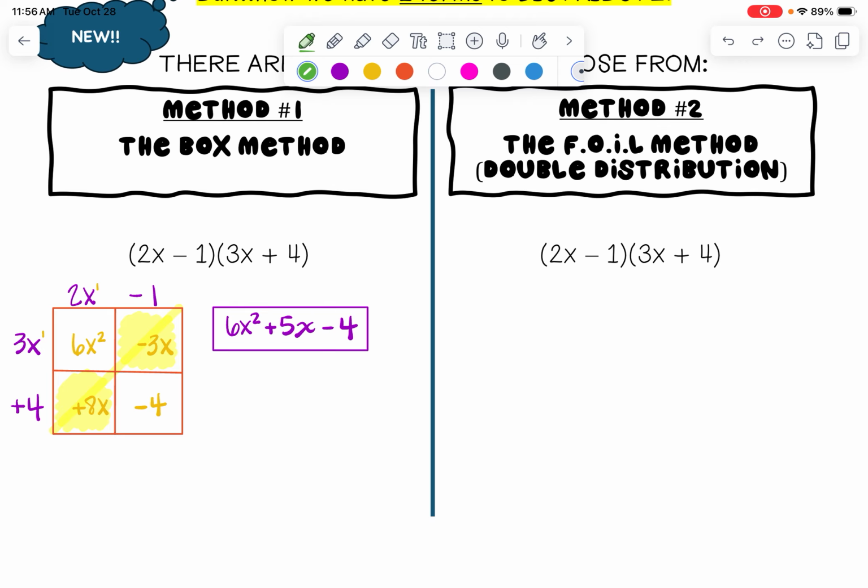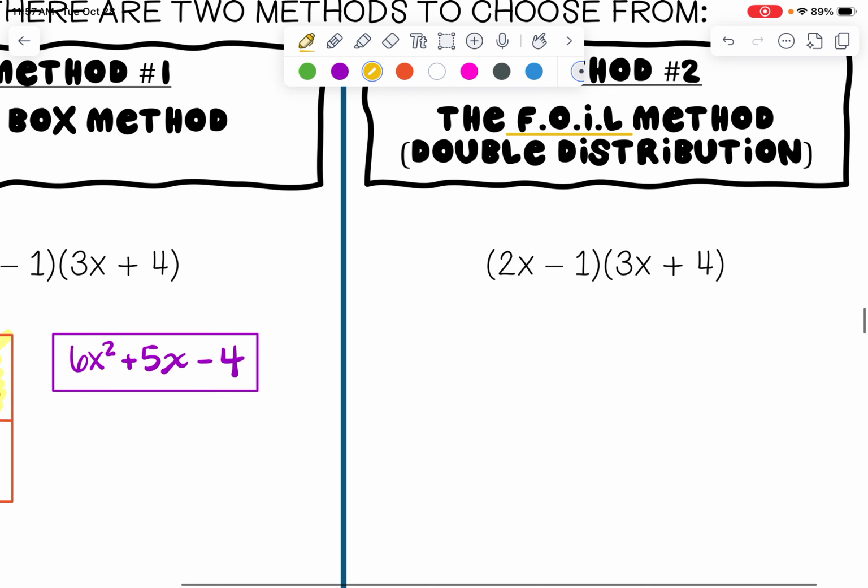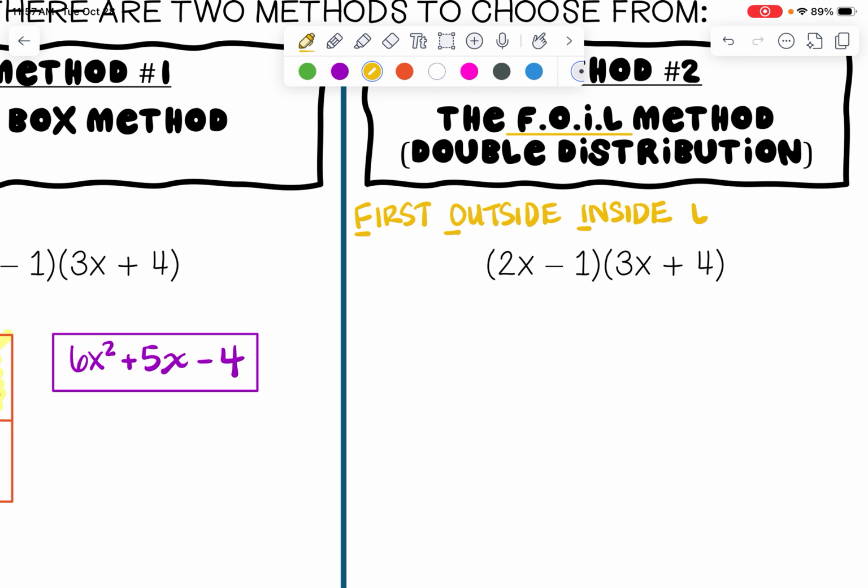Okay, so method number 2 is called the FOIL method or double distribution. I'd rather just call it double distribution, but I'm going to go ahead and teach you FOIL because it's something that'll probably pop up and somebody might say out loud and you'll be like, I don't know what that means. So FOIL stands for first, that's the F, outside, which is the O, inside or inner, which is the I, and then last. First, outside, inside, last, right? That's what FOIL stands for.